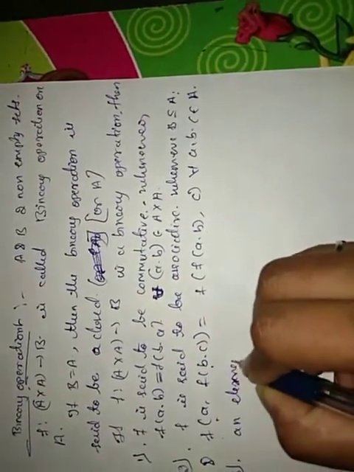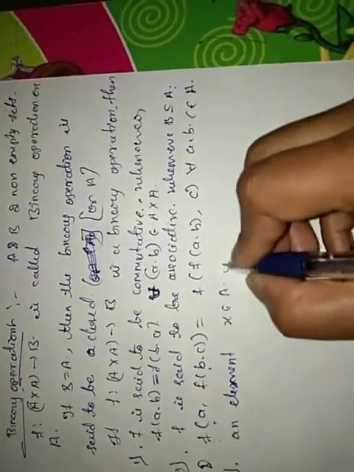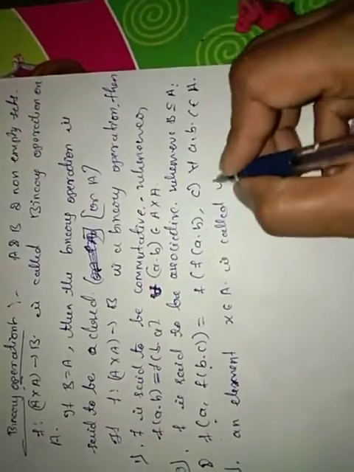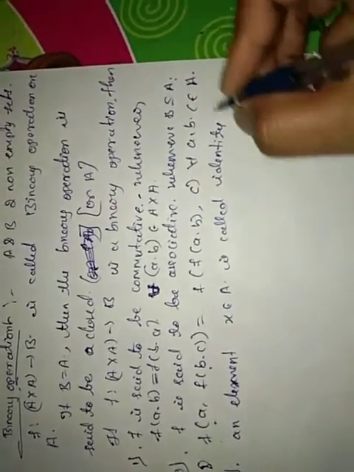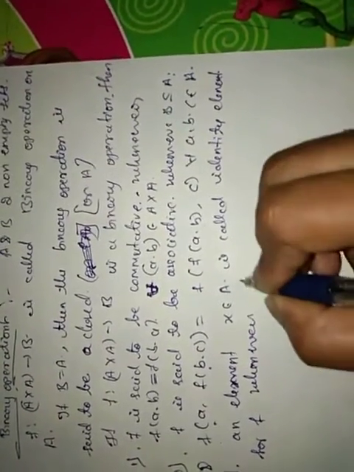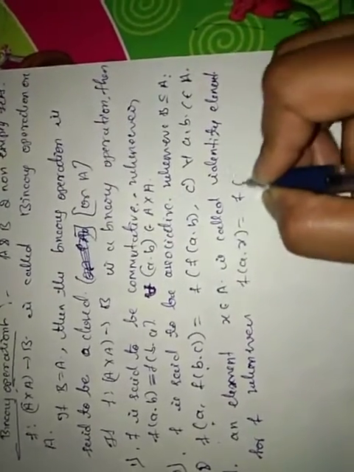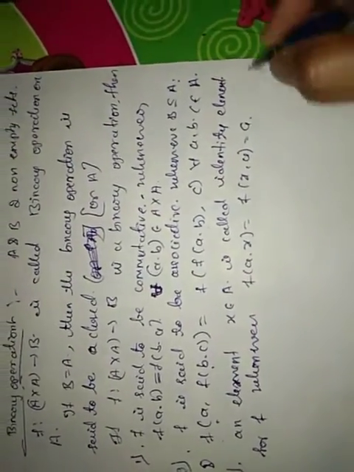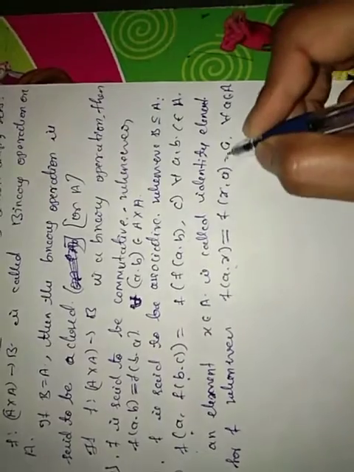And the third one is an element x belongs to A. An element x belongs to A is called an identity element for f whenever f(a, x) is equal to f(x, a) equal to a, for all a belongs to the set A.